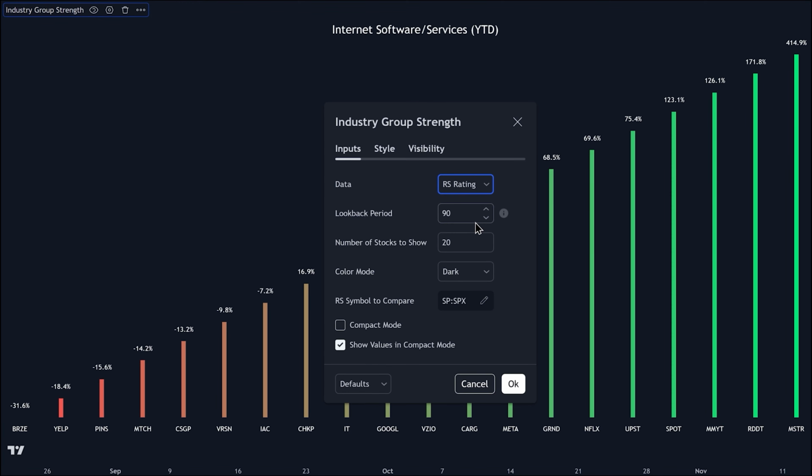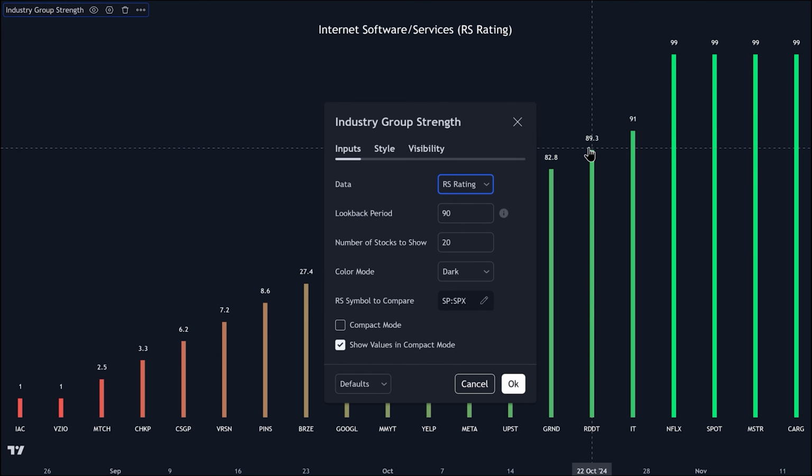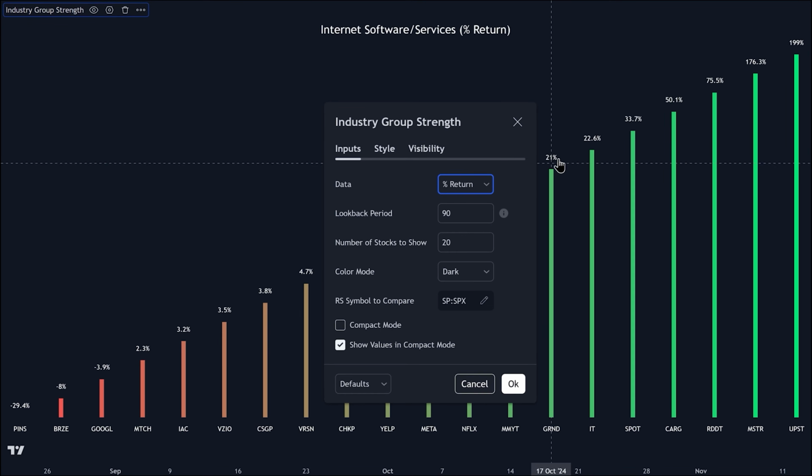RS rating compares stocks to a benchmark and ranks them based on their relative strength. Percentage return shows the percentage return over a specific time period. Let's stick with year-to-date for this example to show the yearly performance of stocks in the selected industry group.